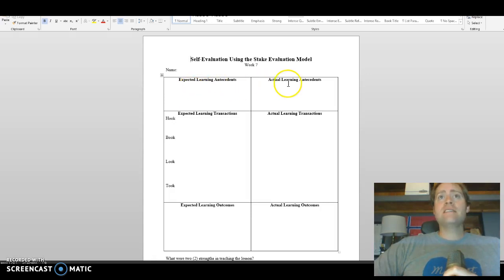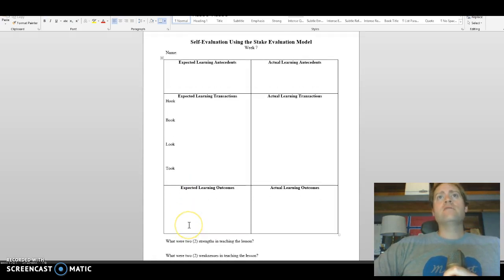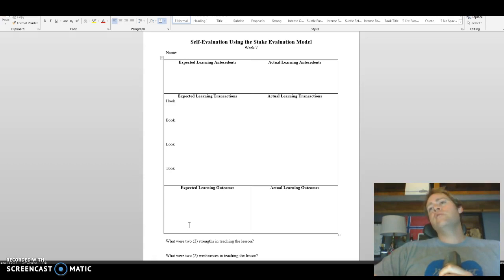Expected learning antecedents, actual learning antecedents, and then expected learning transactions. Hook, book, look, took. Expected learning outcomes and actual learning outcomes. So this is essentially we're evaluating how your lesson went. You're evaluating yourself. Right? So there's no way for me to evaluate you. I'm not watching your lesson. So this is all in your reading workbook stuff. So find what these learning antecedents are. That's part of the assignment, right?